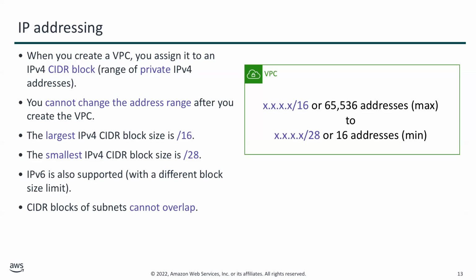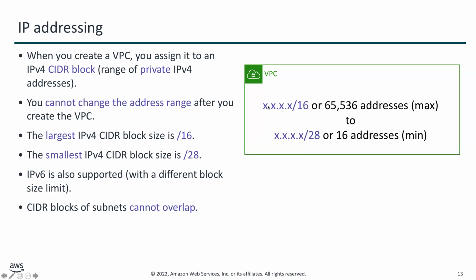The minimum here is 16 addresses. Now, all this is determined by the CIDR notation, /16 or /28, right? /16 means what? 16 bits of this IP address are the network identifier. In other words, you can say fixed. Different literature has different ways of saying it. If they are fixed, that means they are used for the network ID.